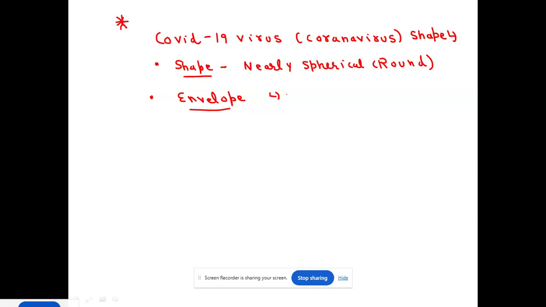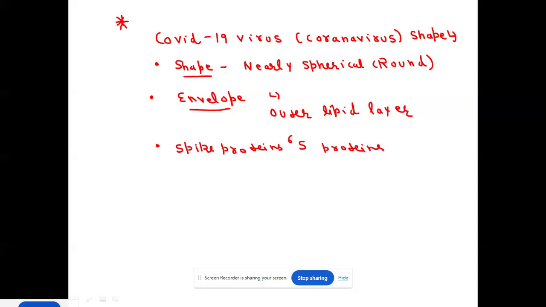So the outer lipid layer is there, same as I discussed with you, enveloped. So the outer lipid layer is there, so it is enveloped, and also there are spike proteins here, which are called the S proteins. Spike proteins are called what? They are called the S proteins.